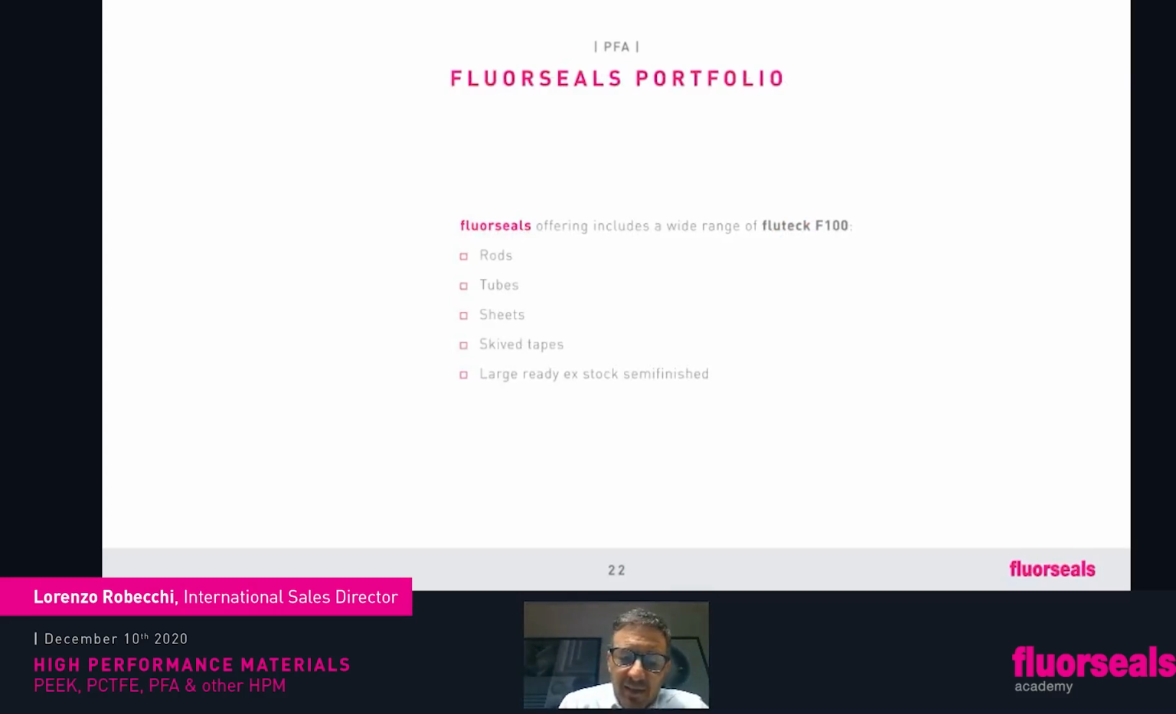Also in this case, Fluorseals added what we call Flutec F100, our PFA brand. Again, we have a very wide range of stock shapes available. Extrusion, in this case, up to 80 millimeter, but also compression molded tubes and billets, up to 1,000. Sheets, again, in several sizes, from 300 to 500. Here as well, we did a sheet which is 50 millimeter thick, which is quite a challenge. Came out very well, very good.